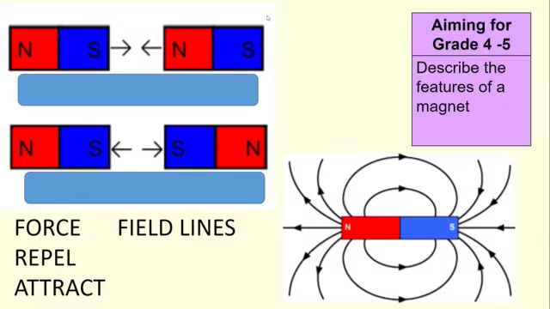It will attract because it's magnetic, but the key idea is you only get repelling happening when you have two things that are magnetic and they have the same poles near each other.